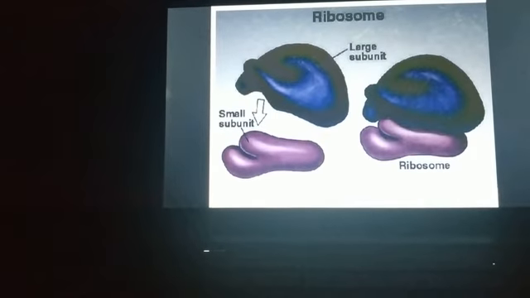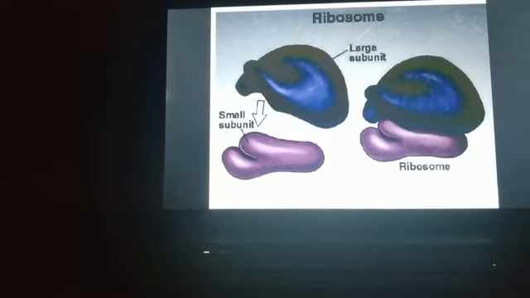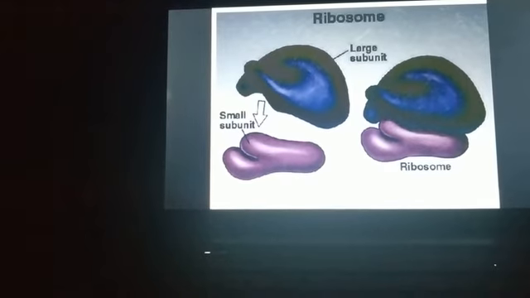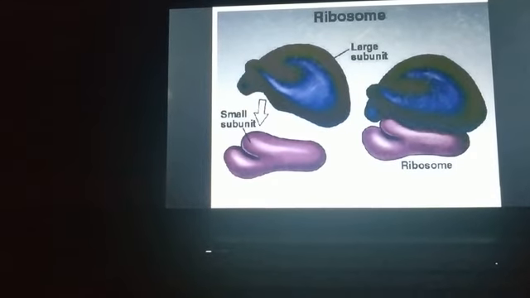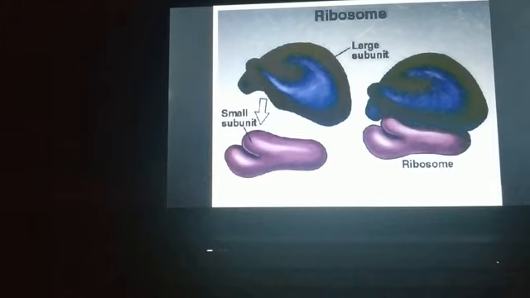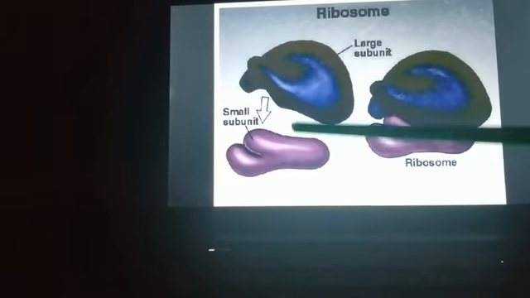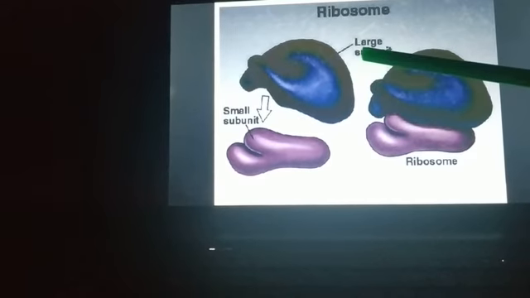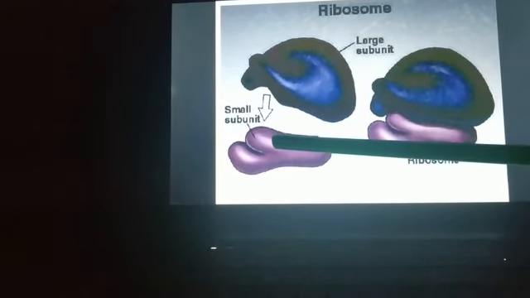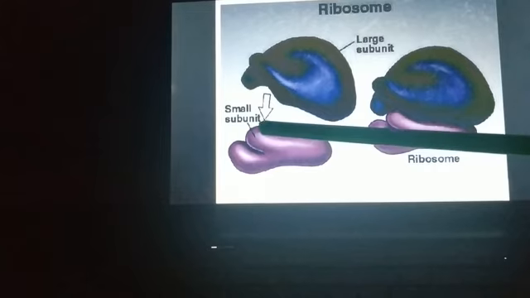Now each ribosome, whether it is a prokaryote or eukaryote, whether it is 70S or 80S, consists of two subunits: one large subunit and one small subunit.